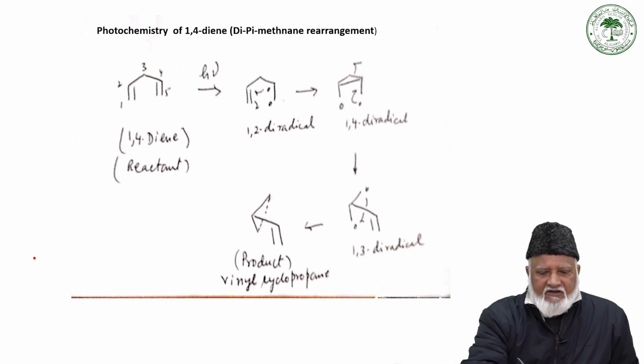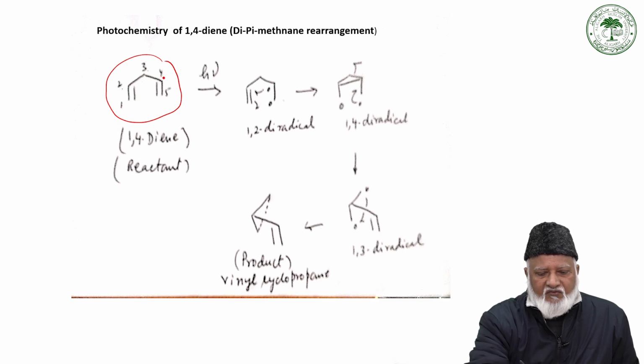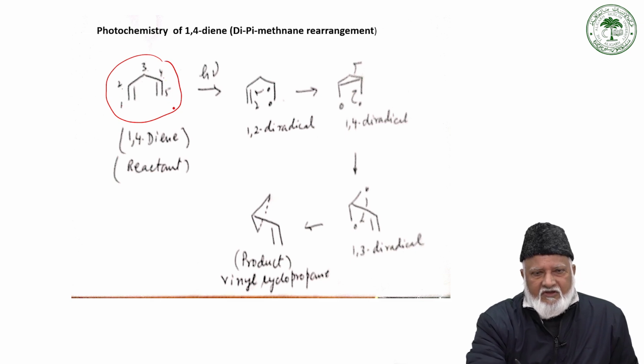Next, this transparency explains how 1,4-diene reacts. This is the basic skeleton of 1,4-diene. We have a 1, 2, 3, 4, 5 system, with a double bond between carbon 1 and 2, and a second double bond between 4 and 5. So, two pi bonds separated by a methylene group. This is the basic criterion for the reaction to undergo photorearrangement.